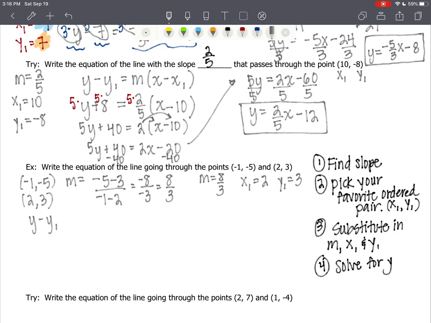y minus y1 equals m times x minus x1. I'm going to substitute in 8/3 for m. 2 is going to go in for x1, and 3 is going to go in for y1. So y minus 3 equals 8/3 times x minus 2.